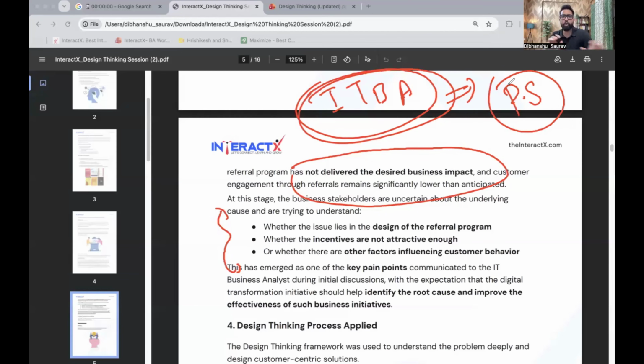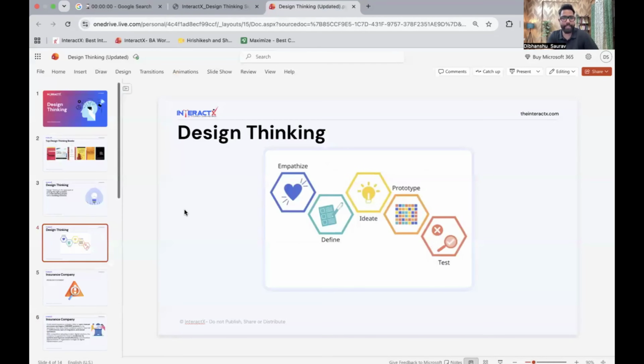Right. So, team, to solve this given problem statement, we are going to use design thinking as a mindset. There are 5 stages or steps involved in design thinking, starting from empathize and going to test. So all these 5, let us try to understand how we as BAs can solve this and reach a conclusion for this given problem statement.